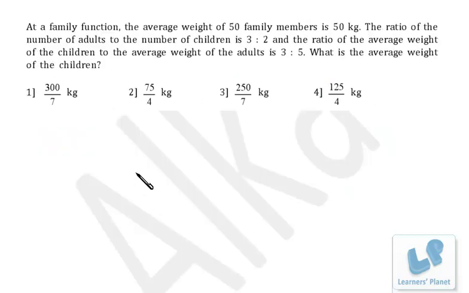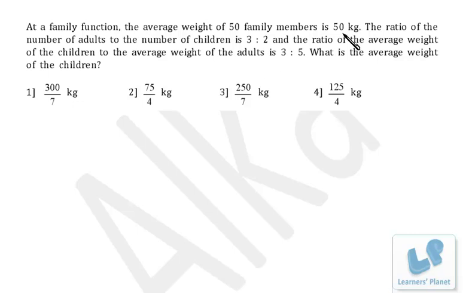Now let's see this question. At a family function, the average weight of 50 family members is 50 kilogram. The ratio of the number of adults to the number of children is 3:2, and the ratio of average weight of the children to the average weight of the adult is 3:5. What is the average weight of the children? A pretty simple question, friends.